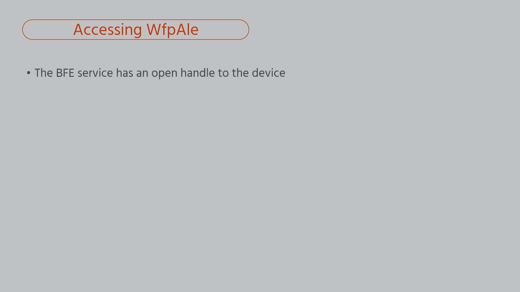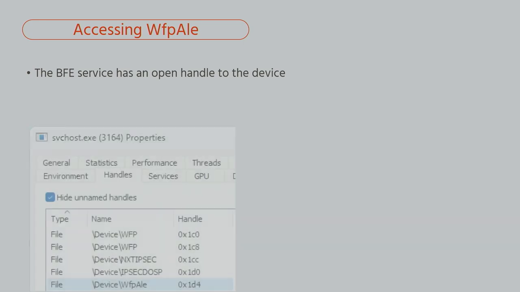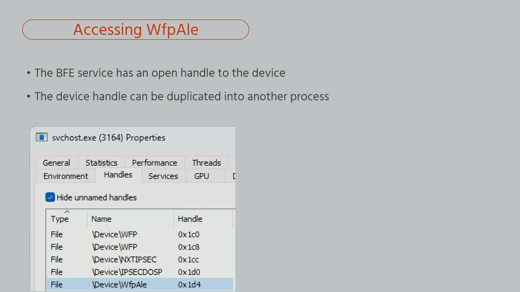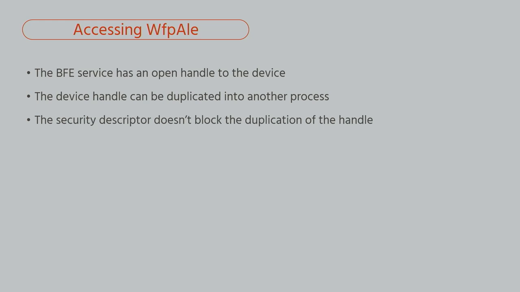The BFE service has an open handle to this device, and we can see it in the process handle table. What we can do is duplicate this handle to another process. This will give us access to the device, and this action is allowed because the security descriptor doesn't block the duplication of the handle, only creating a new one. The next image shows how well the security descriptor is protecting the device.